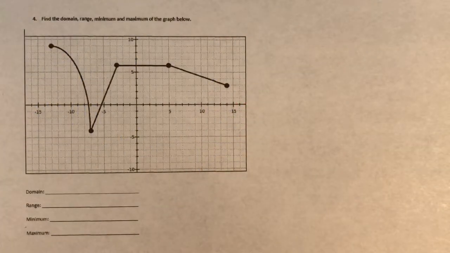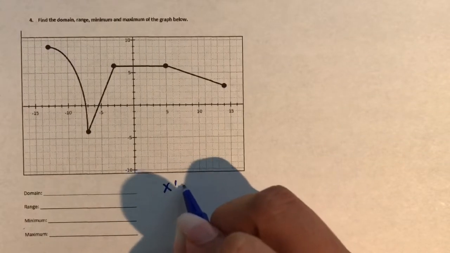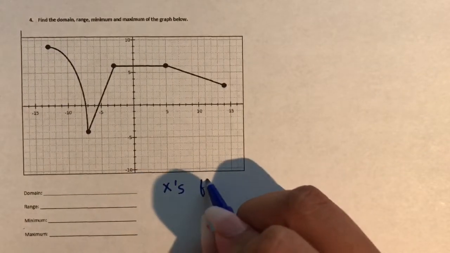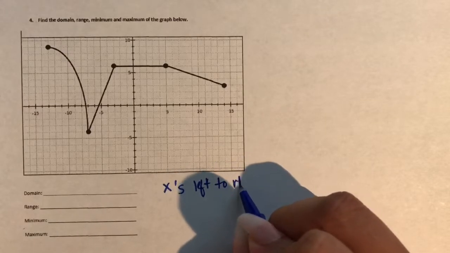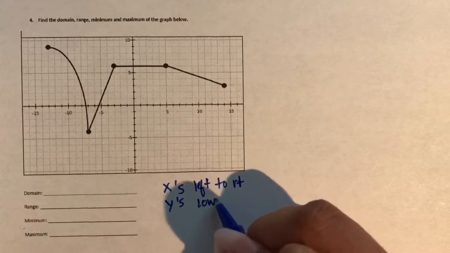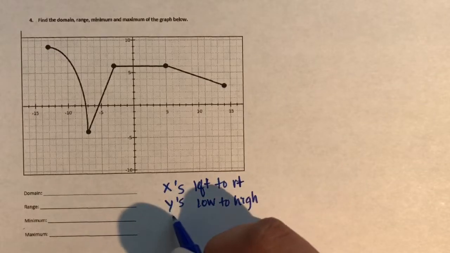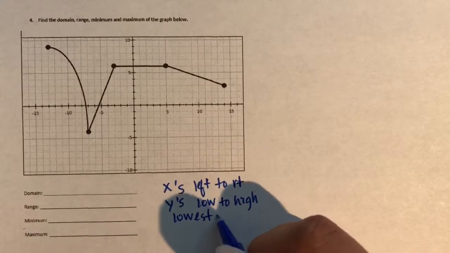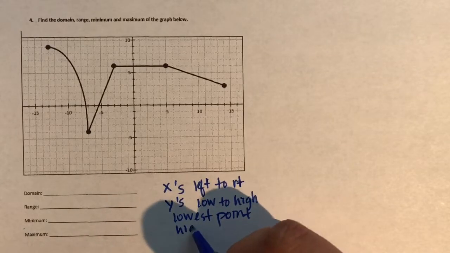Alright, find domain, range, minimum, and maximum of the graph below. This should be very simple. Domain is the x's, and it goes from left to right. Range are the y's, low to high. Minimum is the lowest point. Maximum is the highest point.